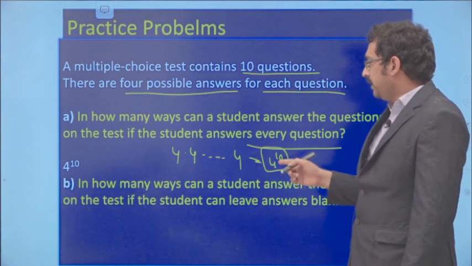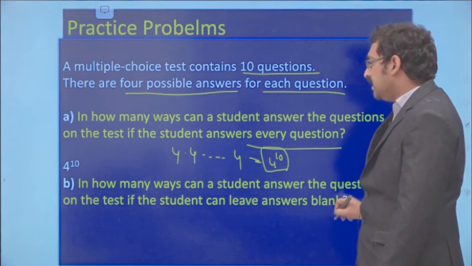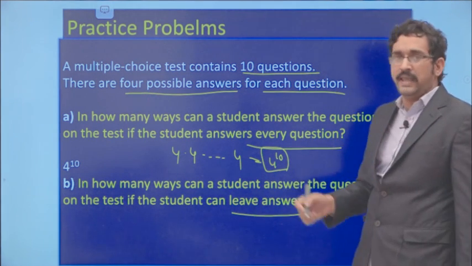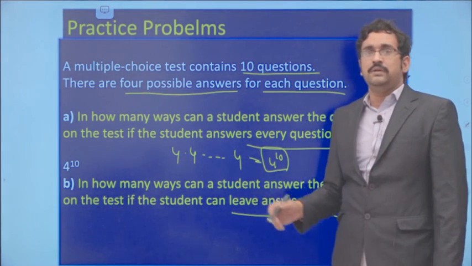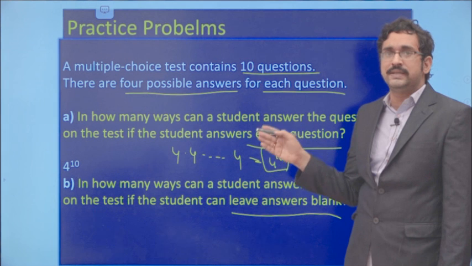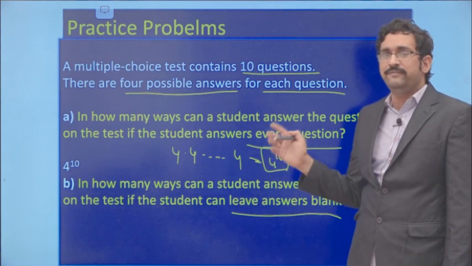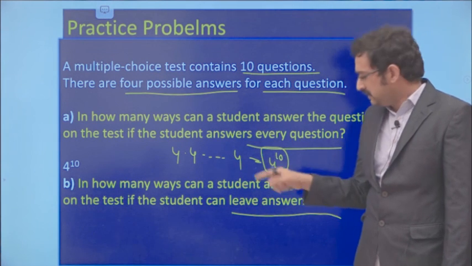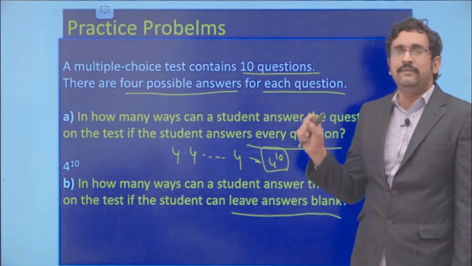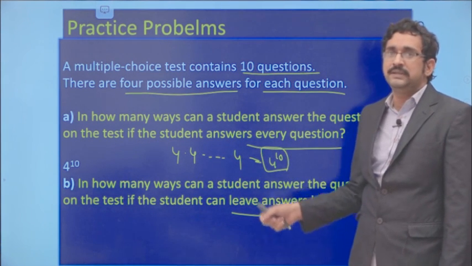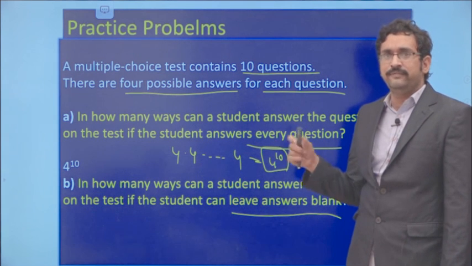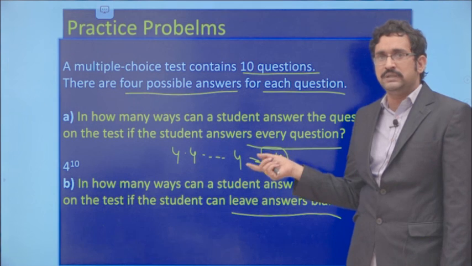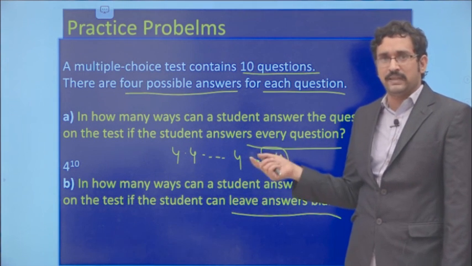See the second part. In how many ways can a student answer the questions on the test if the student can leave an answer blank also? In the test we have 10 questions where each question has 4 options. The student can choose an answer in 4 ways. One more option is that he can leave the answer blank. That means for each question he has 5 options: any of the first 4, and the last option is the blank.